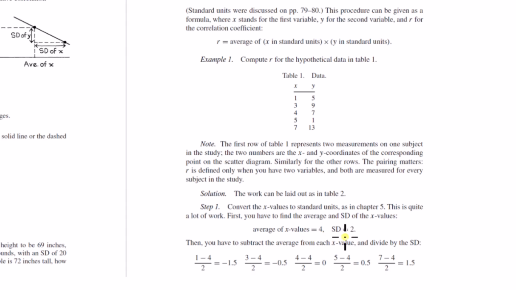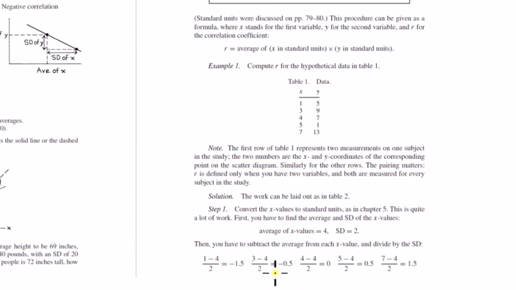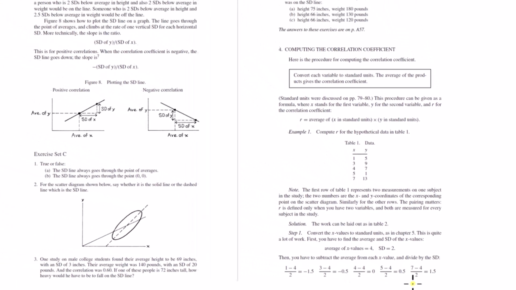Standard deviation is 2. Then you go to each data point and see how far it is from the mean. 1 minus 4, this is going to be in the negative direction, divided by 2. It's minus 1.5 standard deviations. 1 is minus 1.5 standard deviations from the mean. Now you've got these new values, the 5 x's in standard units.